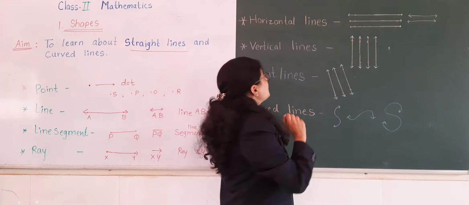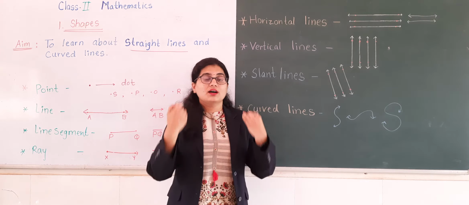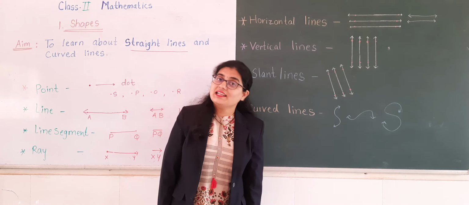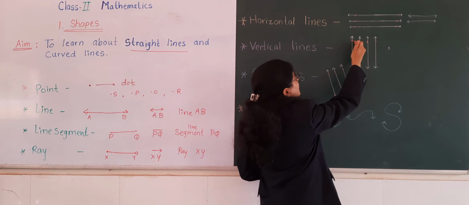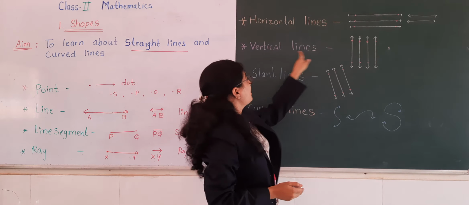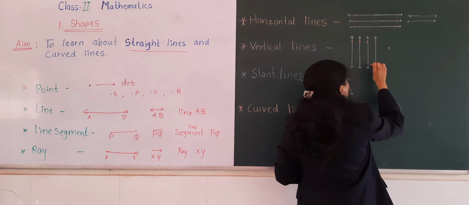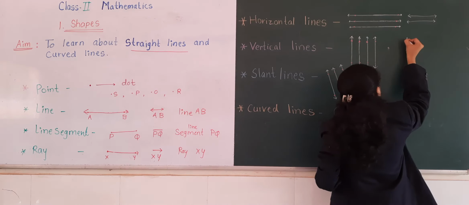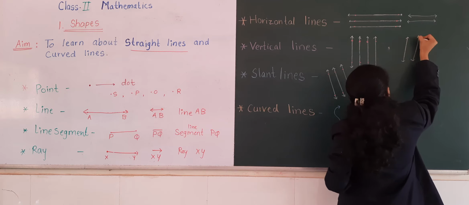Then we have vertical lines. These vertical lines are nothing but the standing lines. So vertical lines are also called standing lines, or standing lines are called vertical lines. We can draw these lines from top to bottom. These are the vertical lines.